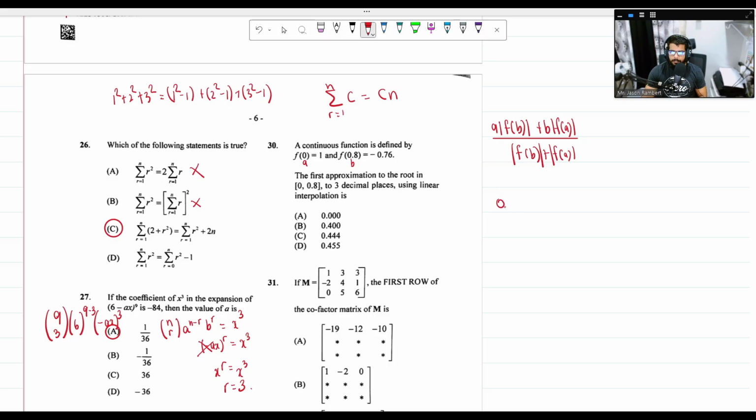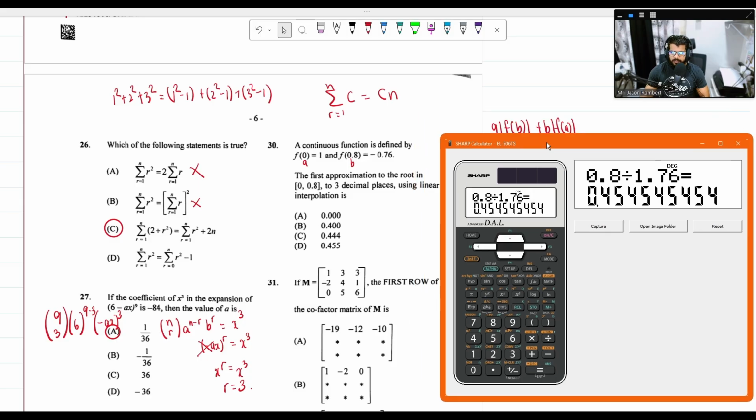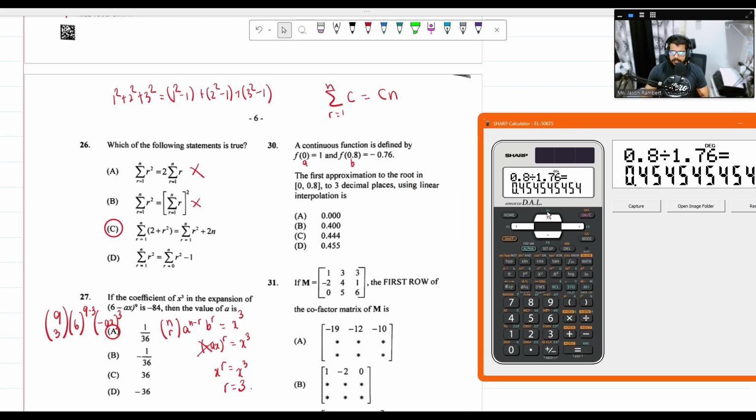So a by modulus of f of b, which is 0.76, plus b by the modulus of f of a, which is 1, all over modulus of f of b, 0.76, plus 1. So we're going to get 0.8 over 1.76. 0.8 divided by 1.76 is 0.454545. And I want it to 3 decimal places. So 1, 2, 3, 0.455.